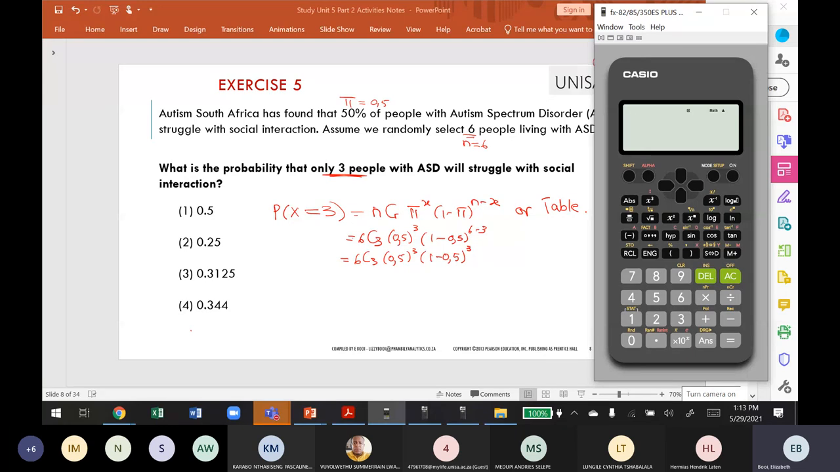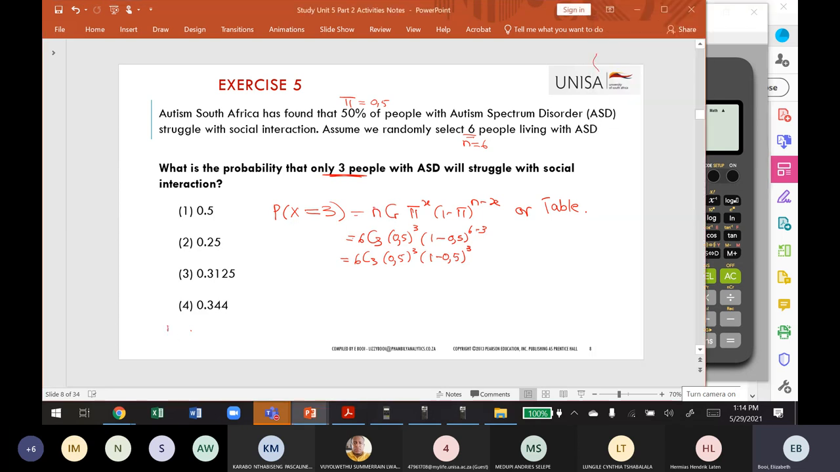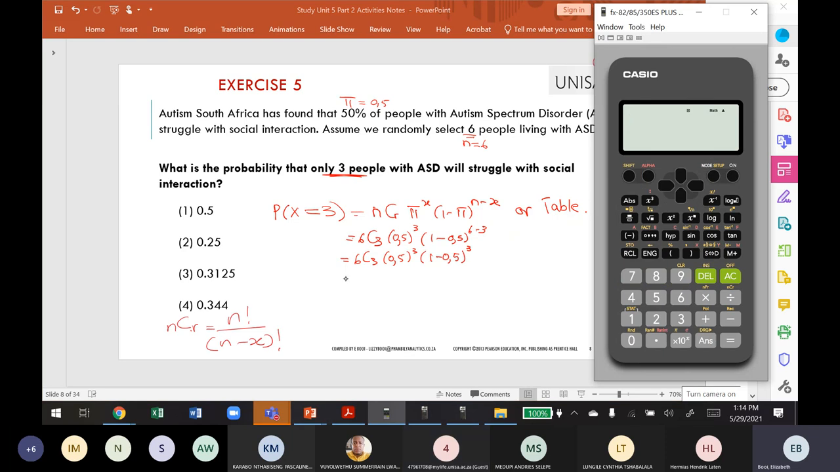Okay, so I'll do it on the calculator. I've already put in the building blocks so that we don't have to waste so much time on it. So I have filled in my nCr. Remember the nCr is the same as n factorial divided by n minus x factorial of the binomial. Instead of writing all this, I can just represent it as the combination formula.